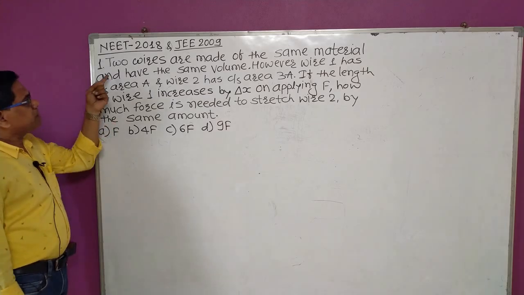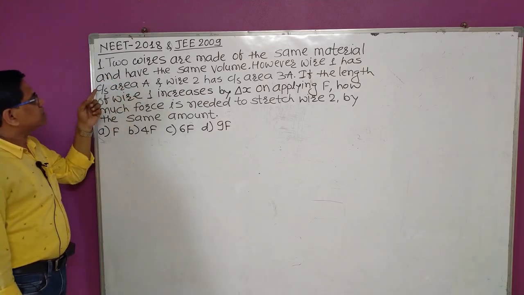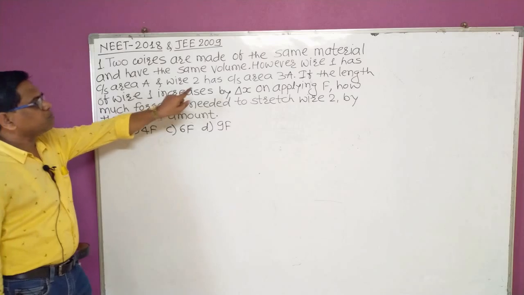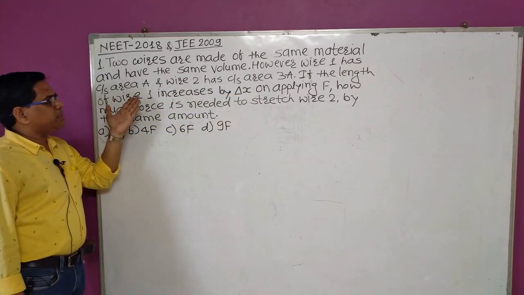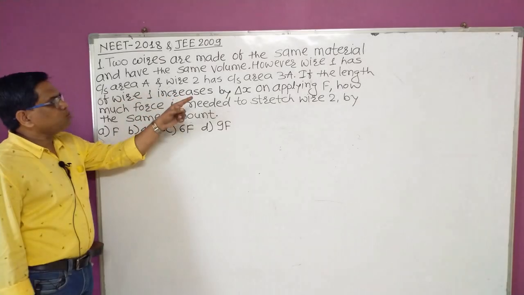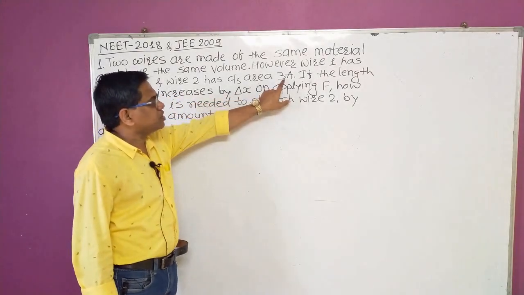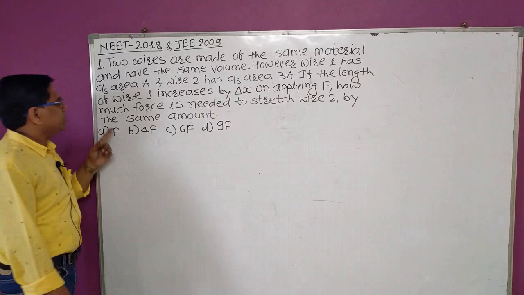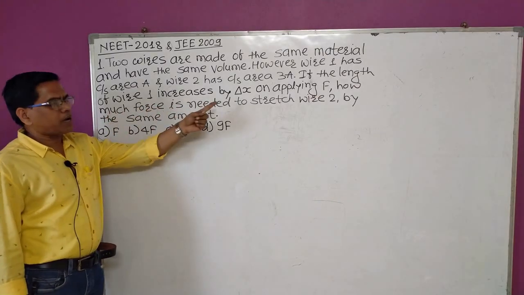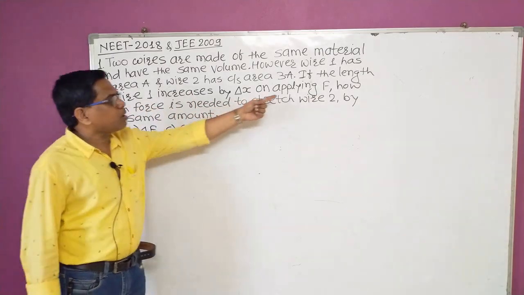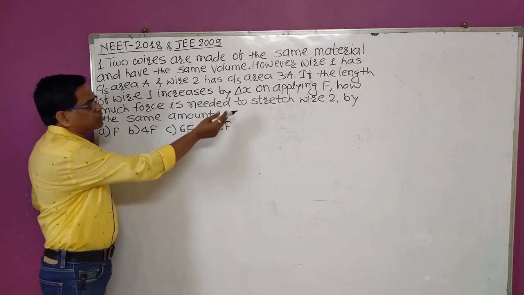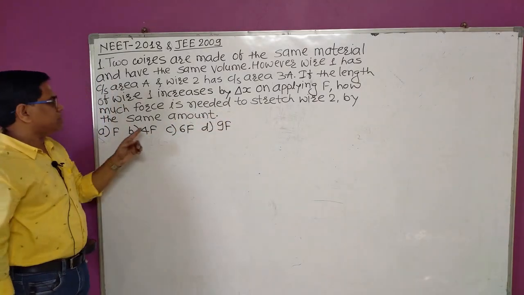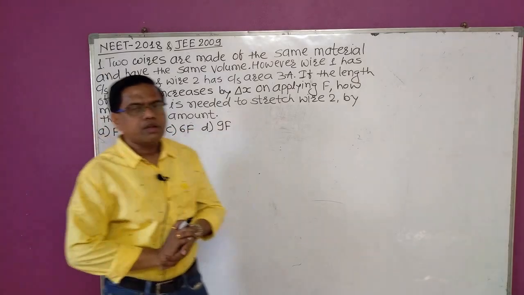So it is given that two wires are made of the same material and have the same volume. However, wire 1 has cross sectional area A and wire 2 has cross sectional area 3A. If the length of wire 1 increases by delta x on applying a force F, how much force is needed to stretch wire 2 by the same amount?